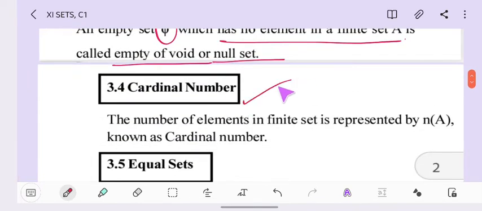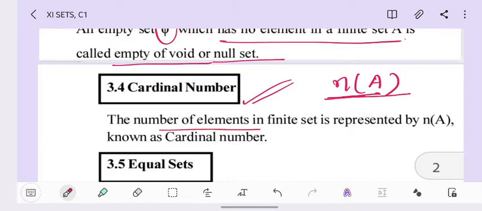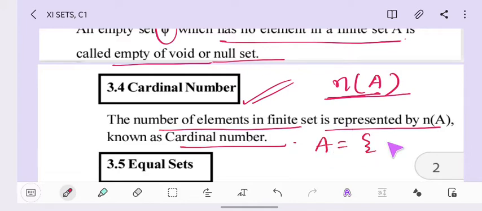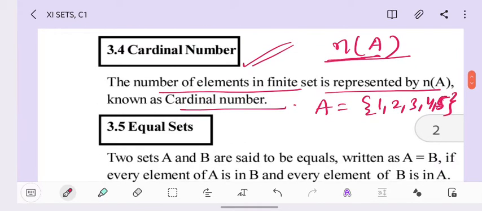In a finite set, A is called an empty or void or null set. Now the cardinal number is represented by n of A, that means the number of elements. The number of elements in a finite set is represented by n of A, known as the cardinal number. For example, A equals natural numbers less than 6, so 1, 2, 3, 4, 5, and less than 6 means till 5 only. So n of A is equal to 5.